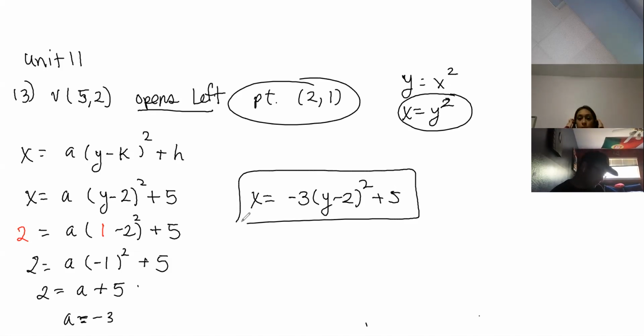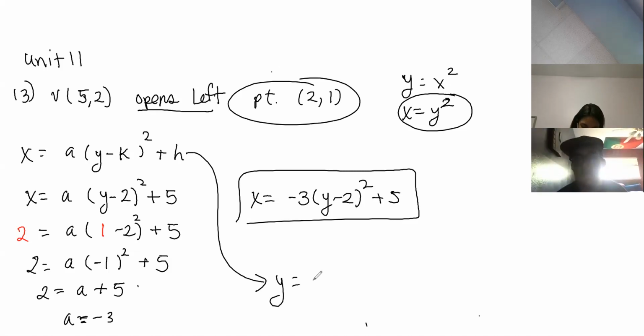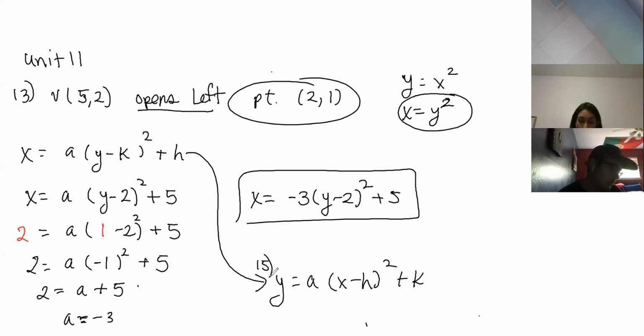Is 14 similar to this one? Vertex, opens up. Yes, it is. I think you got that one. Can you tell me what would change right here if it's opening up instead of sideways? Instead of x equals, what would it be? Y equals. Yep, it would be this for number, what number was that? Number 15? Yep, and then you plug in your vertex, plug in your point, and find your a. And because it's opening up, a should automatically come out to be positive.